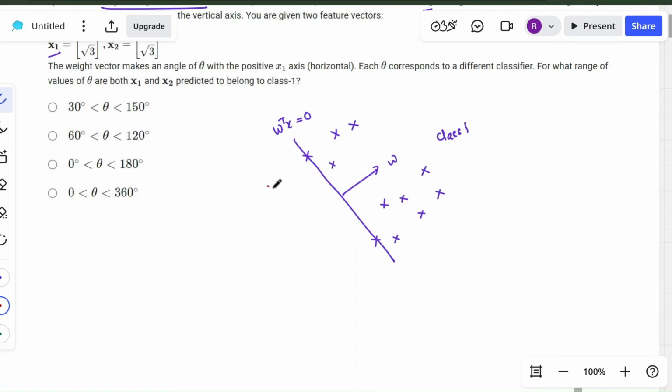And whatever is on the opposite side of W, all of them belong to class 0. Observe that if you take any point from class 0, so let me take this point, the angle between W and this point is more than 90 degree, whereas the angle between any point in class 1 and W is less than 90 degree.